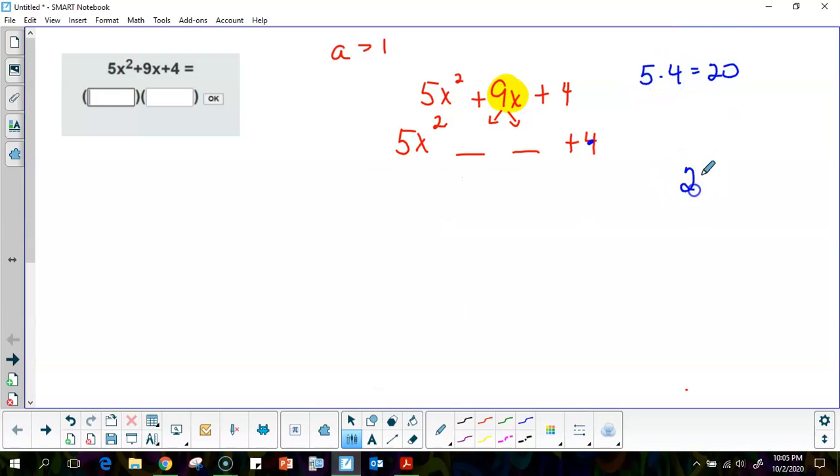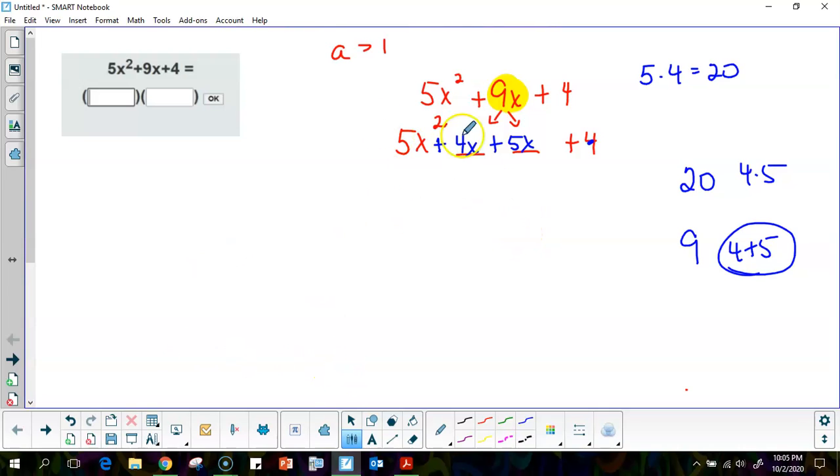Okay, so we take that 20, and then we find a factor pair for 20 that adds up to 9. And obviously that's going to be 4 times 5. 4 plus 5 is 9. And these are the numbers that we're going to put here with x. So plus positive 4x and positive 5x add up to 9x. So that's the first part. We did what we call split the middle term.